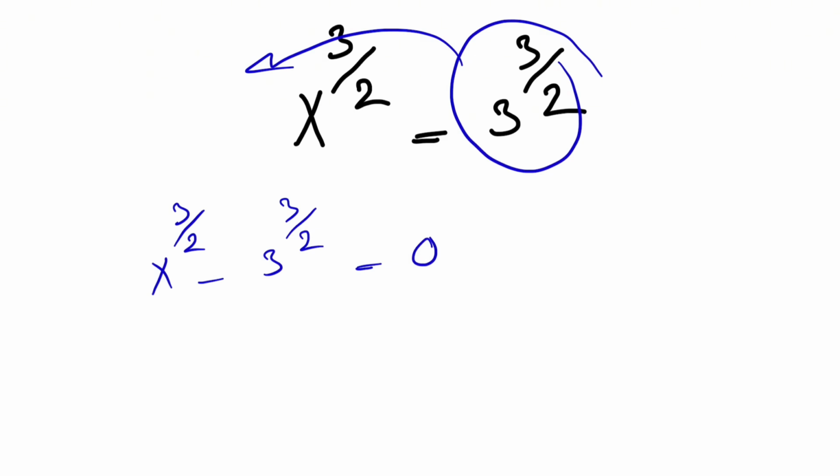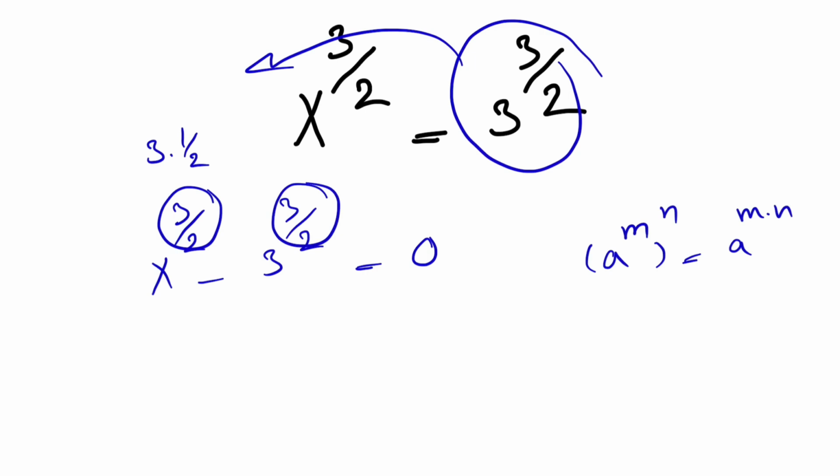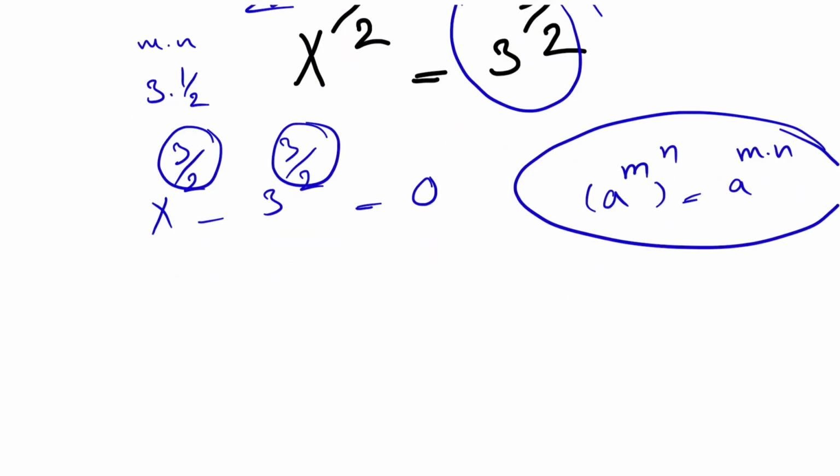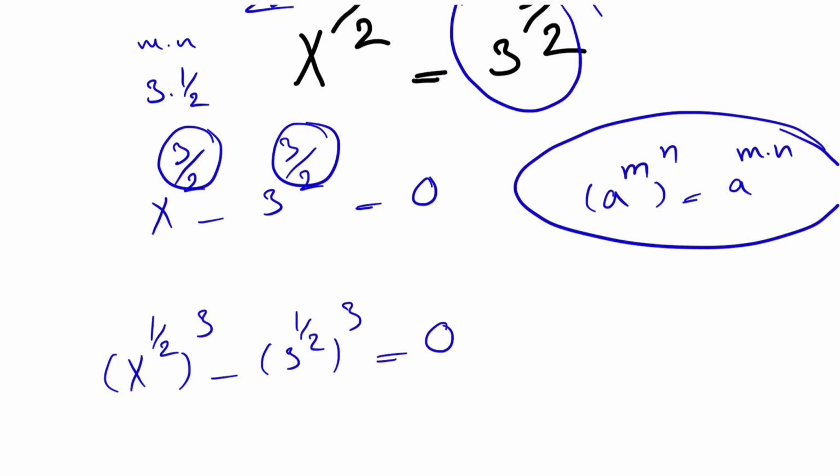And from the laws of the exponent, we know when we have a to the m to the power of n, this will be equal to a to the power of mn. And if we look at here, we have 3 over 2, which can be written as 3 times 1/2, and same for the other one. So if we write it like that, we're going to have our m times n, which is what we discussed in here. And each of these can be written as x to the power of 1/2 to the power of 3 minus 3 to the power of 1/2 to the power of 3 is equal to 0.